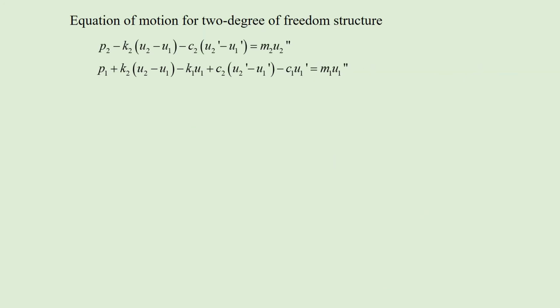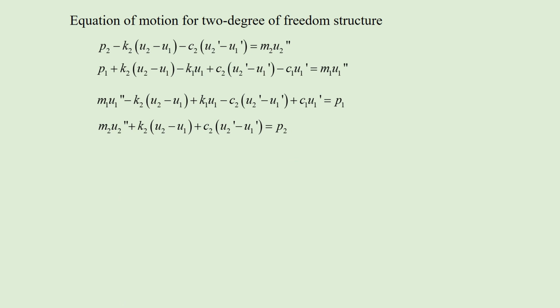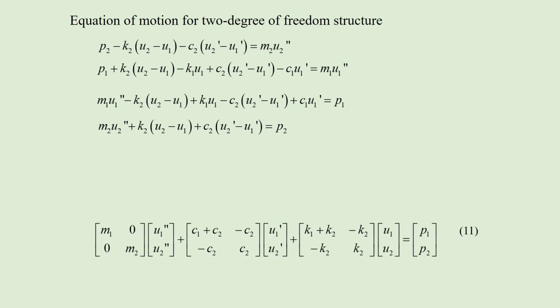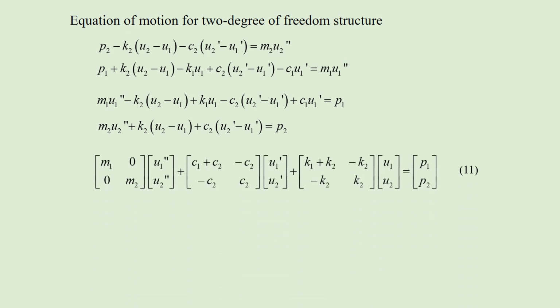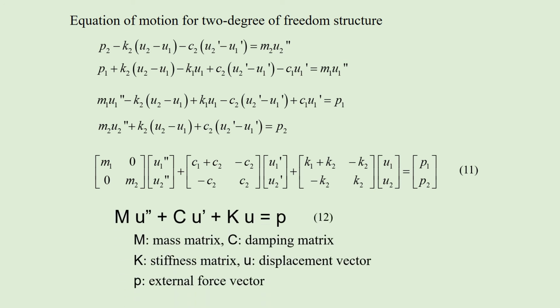Let us simplify the equation of motion for the 2 degrees of freedom structure. They can be transformed like this. Then they can be expressed in a matrix format by equation 11. This is a 2 by 2 matrix. This can be expressed by equation 12 using the mass matrix M, the damping matrix C, the stiffness matrix K, the displacement vector U, and the external force vector P.